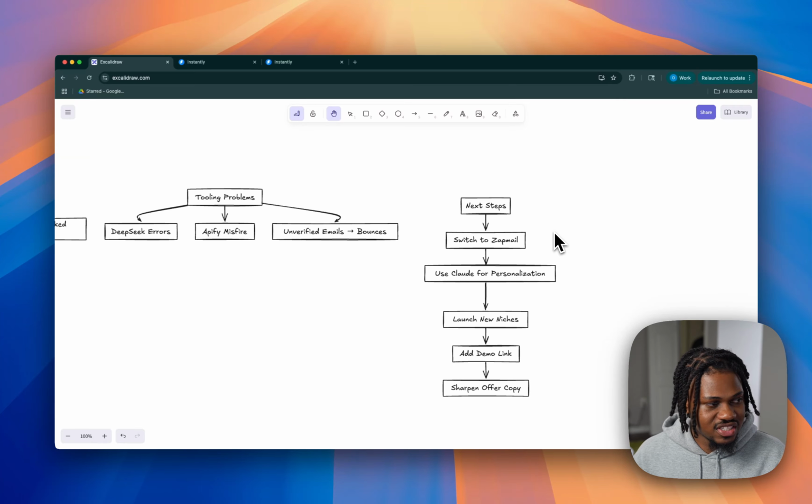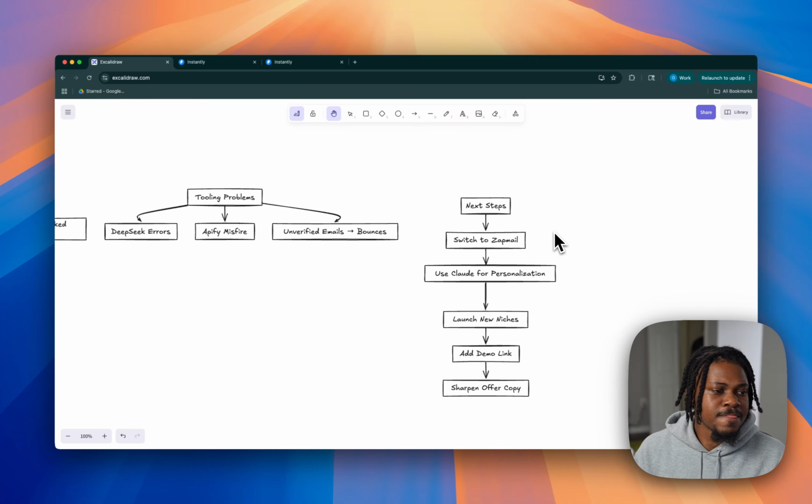Using Claude instead of DeepSeek for personalization to avoid any issues, even though Claude might be more expensive. I know it's good for copywriting. Launching new niches. So making sure that the niches I do are either something I'm very familiar with or something that I've done a lot of research for. I'm not going to try and do niches just because I heard other people are doing them and that they're successful.